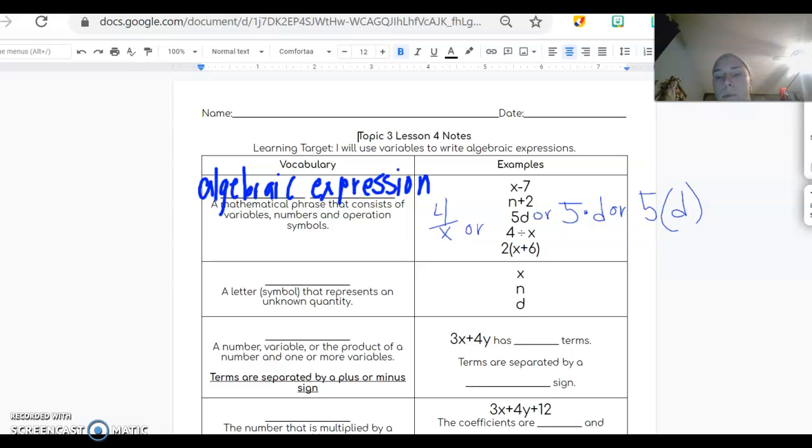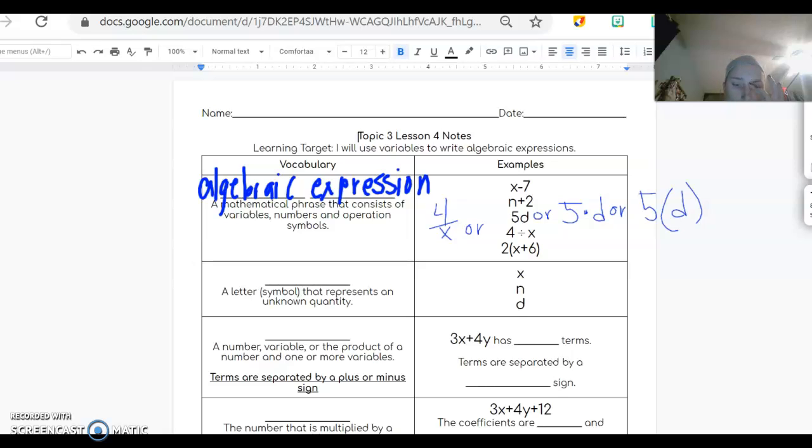Then our last example is 2 times the quantity of x plus 6. So those parentheses, when we say that in mathematical terms, we say 2 times the quantity of x plus 6. Okay, times the quantity means parentheses.